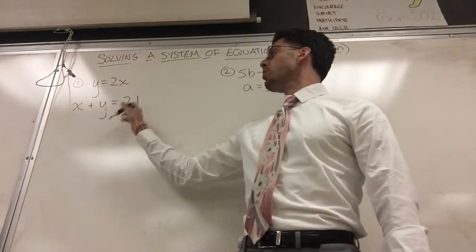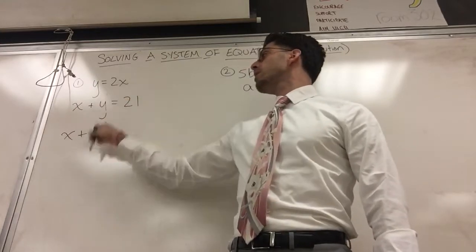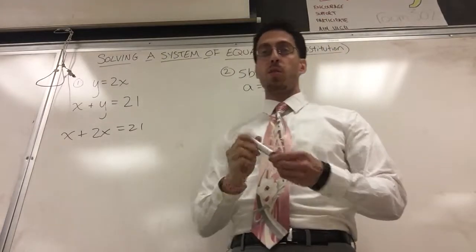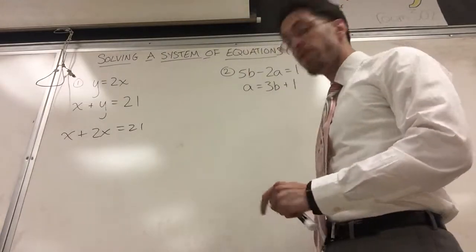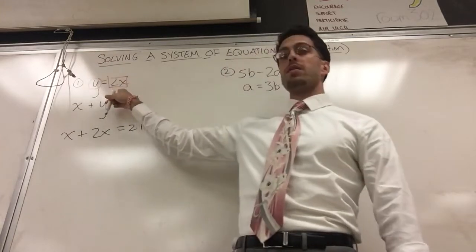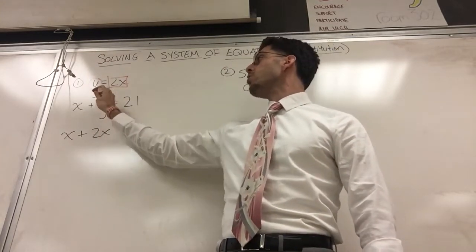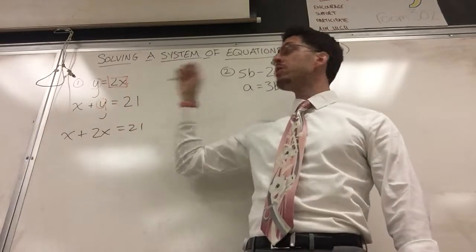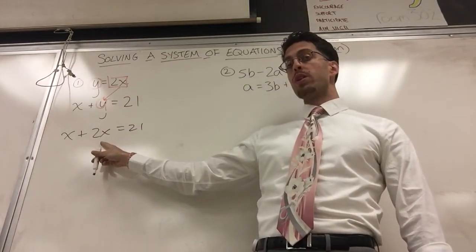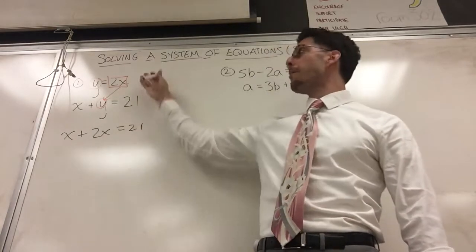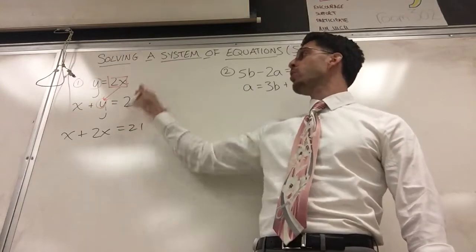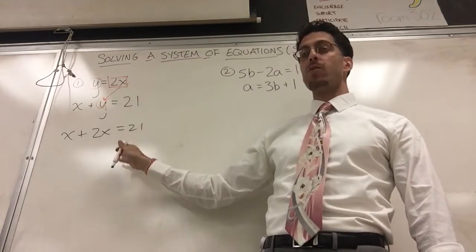x plus y equals 21. x plus 2x equals 21. So one more time, just to be clear. Once you know that y is worth 2x, wherever you see this y, y goes out, 2x goes in. So there's no more y in my new equation. This is my new equation where I combined 2, made it into one equation. Now I can solve. It's too hard to solve 2 at a time. It's easy to solve 1 at a time.